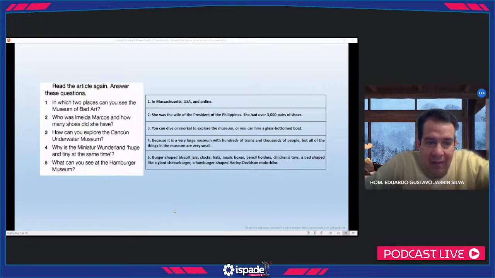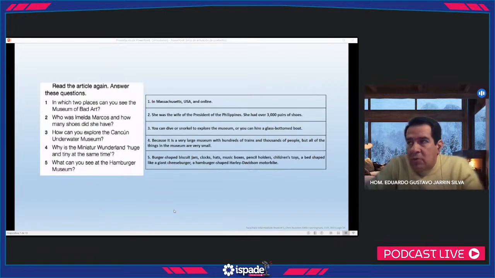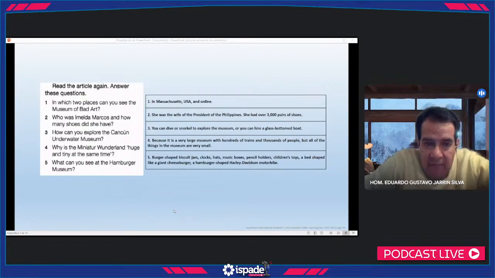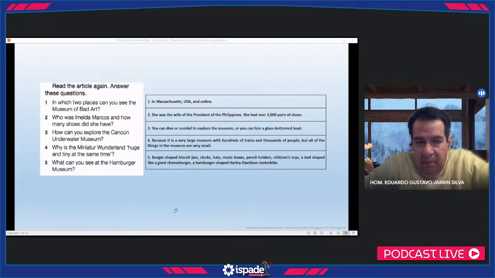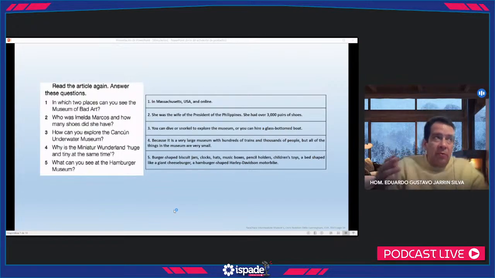The other, how can you explore the underwater museum in Cancun, Mexico? It says you can dive or snorkel to explore the museum, or you can hire a glass bottom boat. That was the information in the third paragraph. Why is the other museum called huge and tiny at the same time? It is because it is a very large museum.